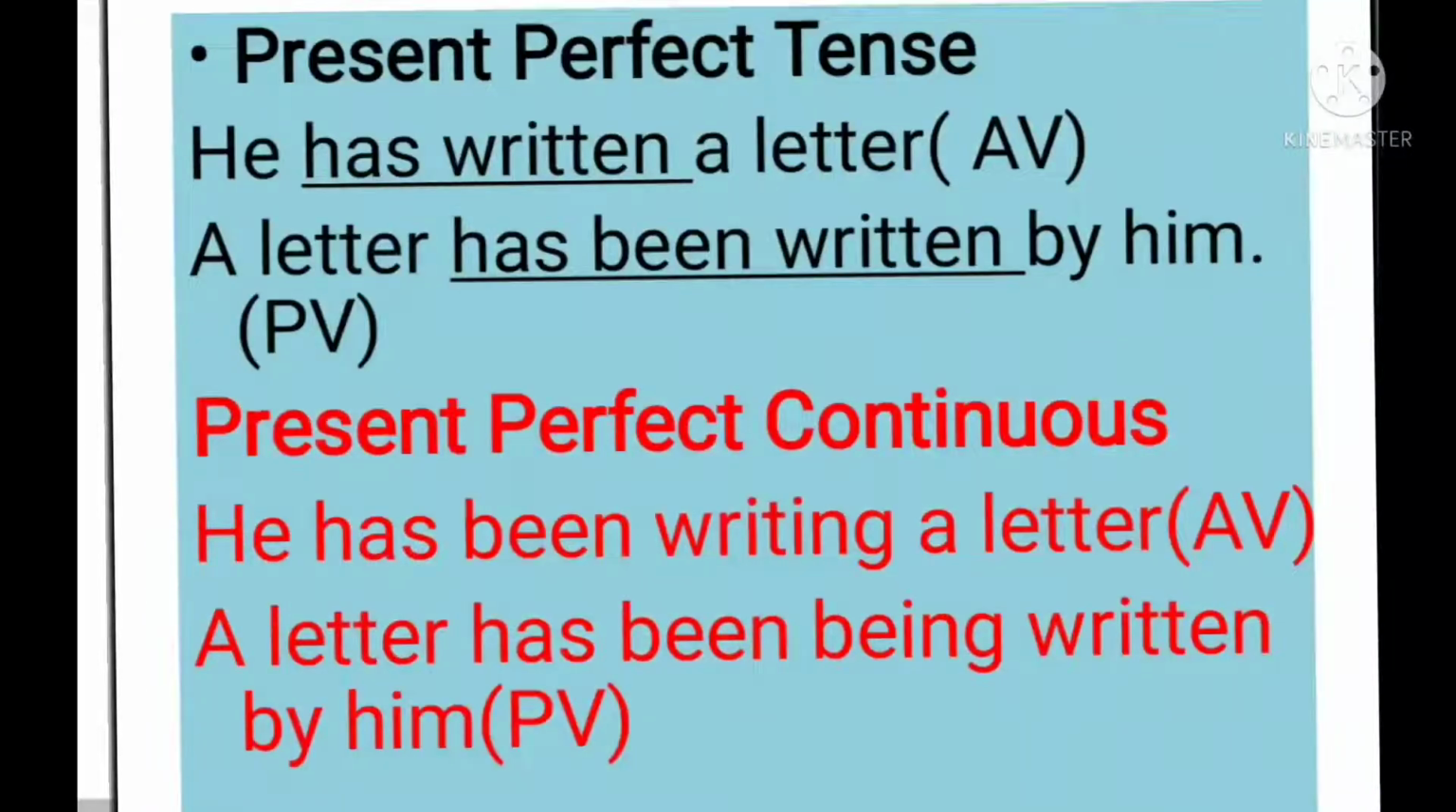Now we'll go to the next one, present perfect tense, has written. He has written a letter is active voice, so you will say a letter has been written by him. Present perfect continuous, he has been writing a letter, a letter has been being written by him. Now this present perfect continuous is not usually used in daily language, so usually this is not even taught, but I want to have it here so that you understand this is how it works.